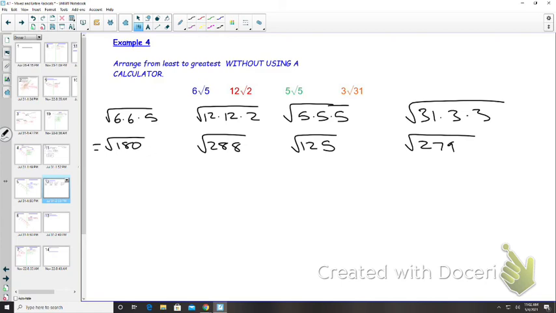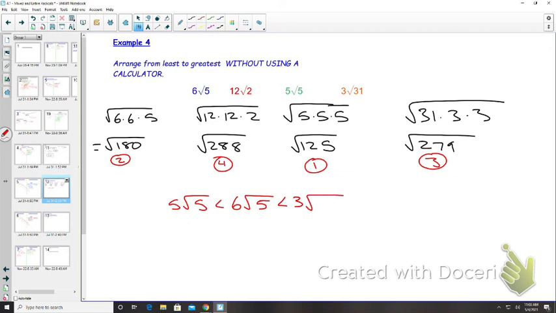Okay, so what would give us the largest number? 12 root 2, right? We're ranking from least to greatest. Which one will give us the smallest number? This one, and then this one, and then the far right one, and then this one. So if you want it to be really proper, you would go 5 root 5 is less than 6 root 5, which is less than 3 root 31, which is less than 12 root 2.